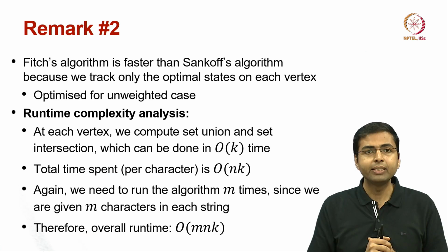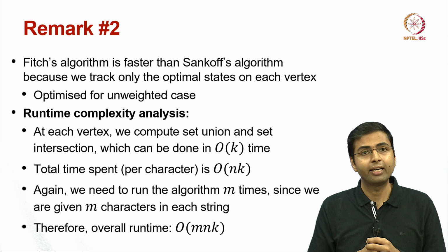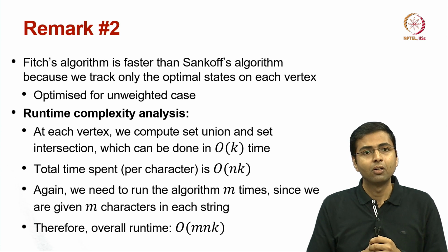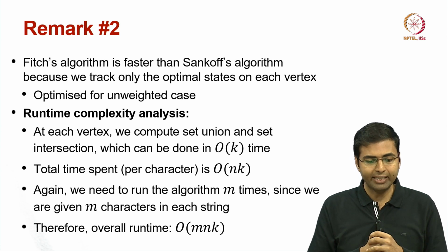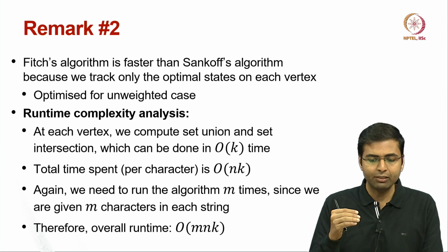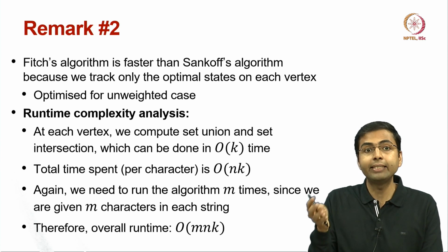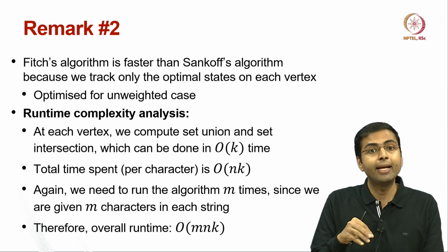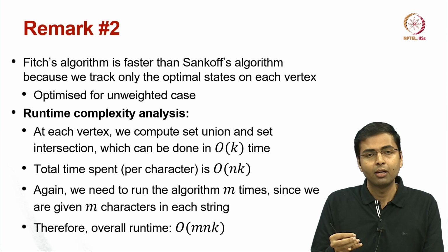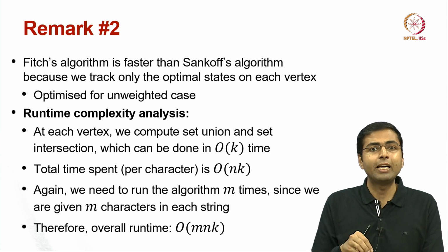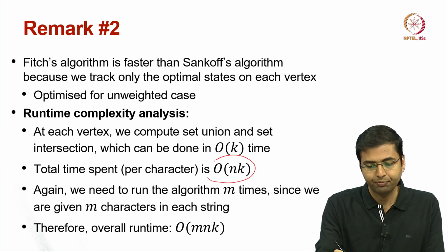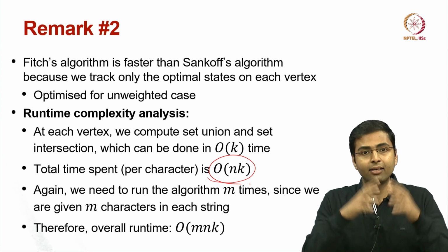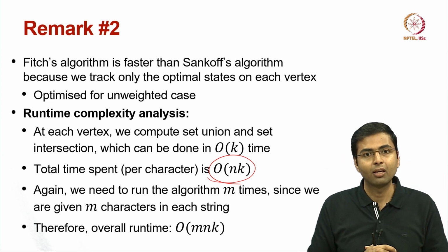The remark number 2 is that Fitch's algorithm is faster than Sankoff's algorithm, because we are only keeping track of optimal states now. So, the runtime analysis works as follows: at each vertex we are only computing set unions and set intersections, which can be done in order k time. Therefore, the total time spent per character is order n k across the entire tree.